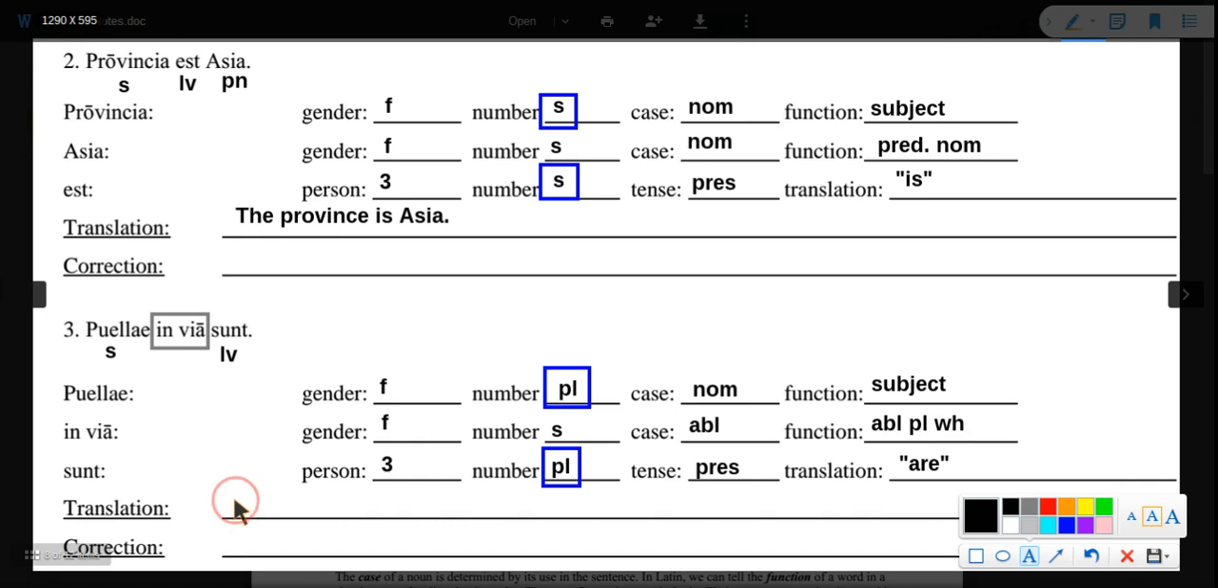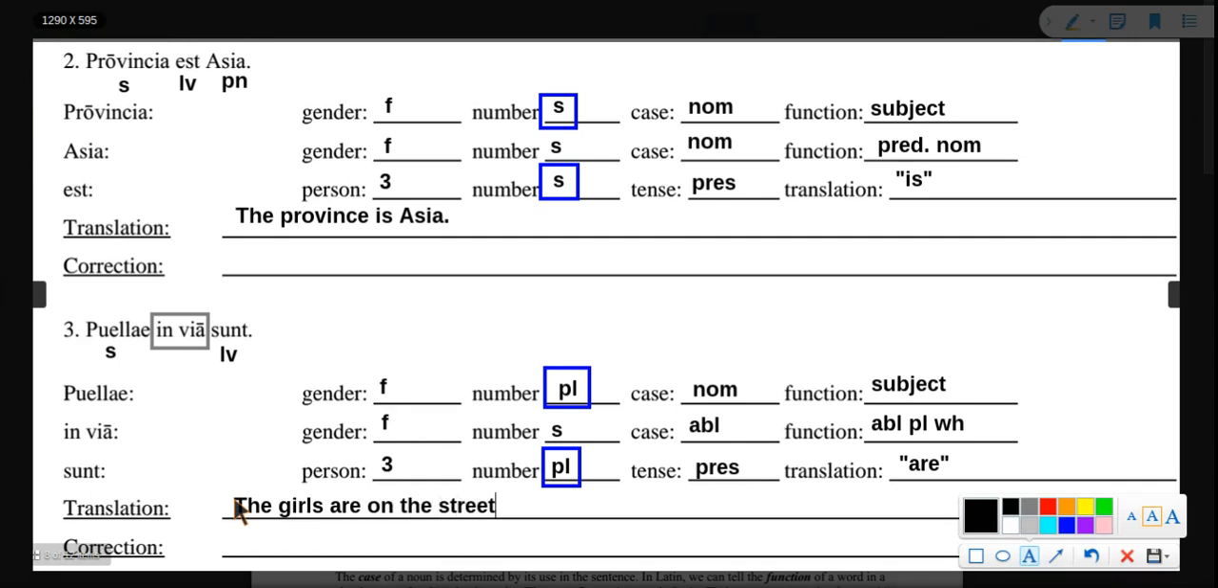So now we can move on to our translation. So if you have a prepositional phrase, in English, prepositional phrases feature a bit more freedom of movement than other constructions. I suggest you try to attach it onto the end of the sentence so you can keep that subject-verb order. So the translation of the sentence here would be the girls, our subject, puellae, are, the verb, sunt, and then on the street for in via.